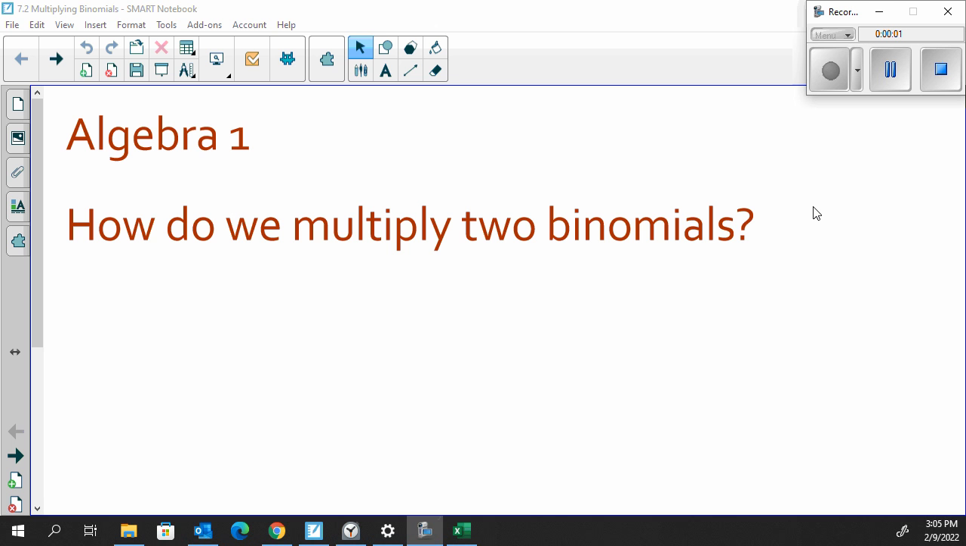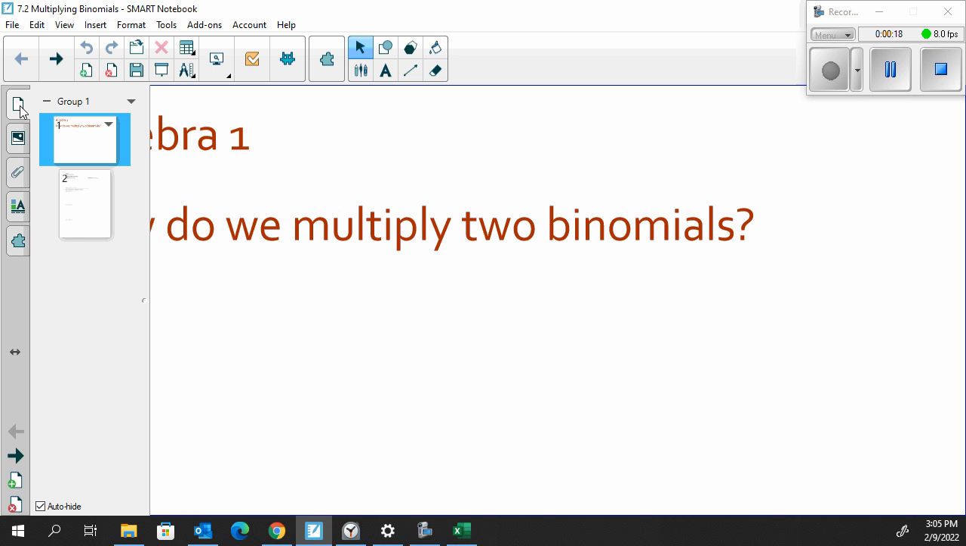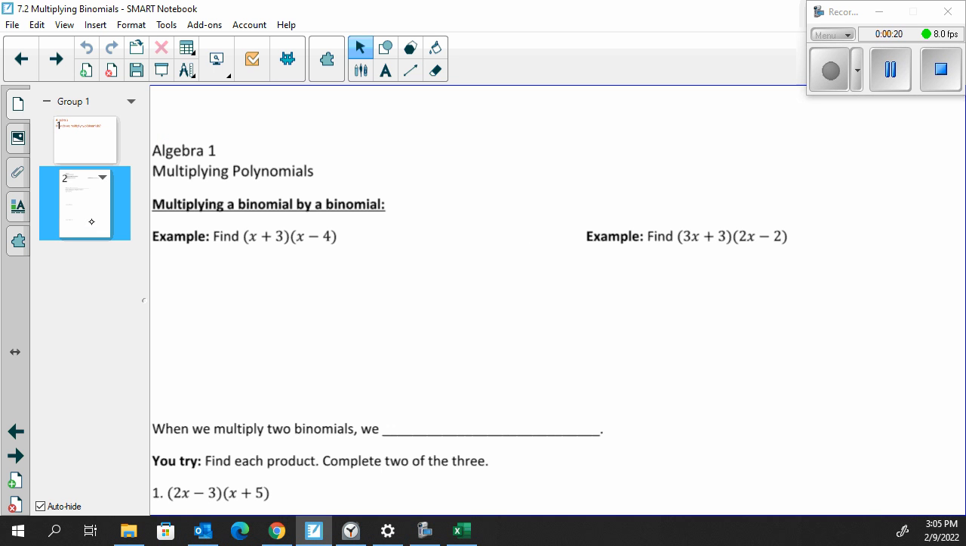Okay, so we're talking about multiplying binomials. Binomial is just a fancy word for a polynomial with two pieces, okay? So there's a certain process we need to go through with these, just some details that we need to pay attention to. So I'll give you some examples of it right here.